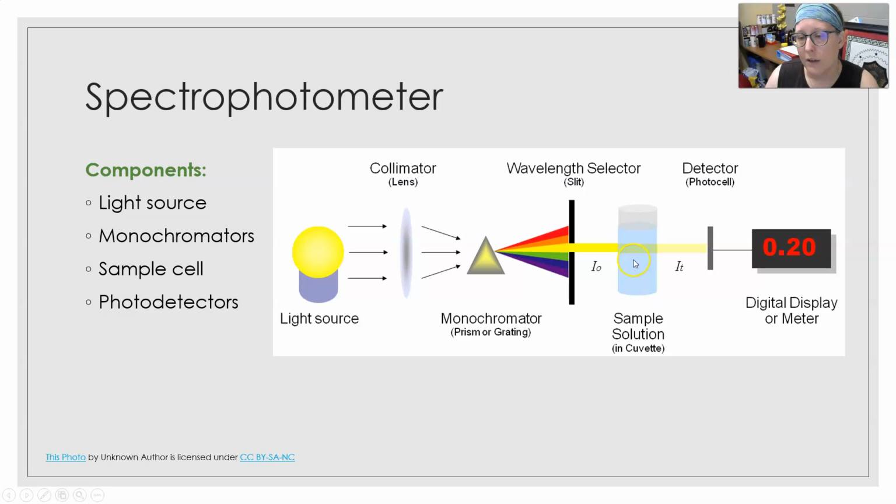shone on the sample solution where there's a color reaction happening, and so much of that light is going to be absorbed by the solution, and the rest is going to be transmitted into a detector, which is often a photocell. The detector is going to convert the reading to a digital display or meter, which usually would display the absorbance or send the absorbance value to the computer.